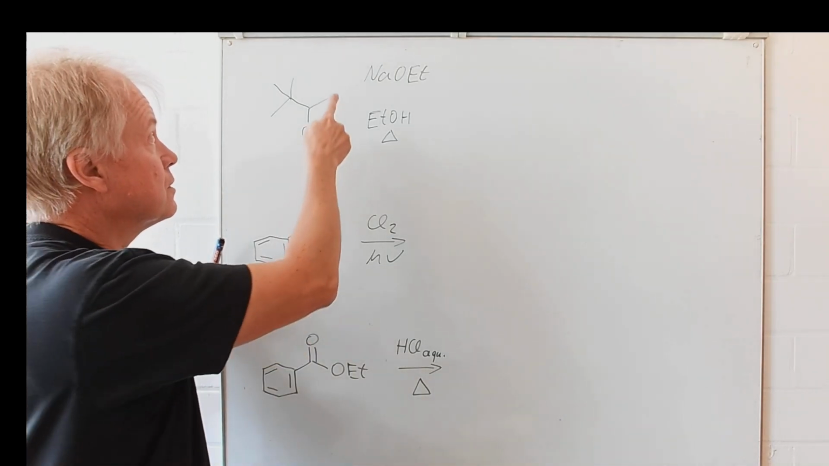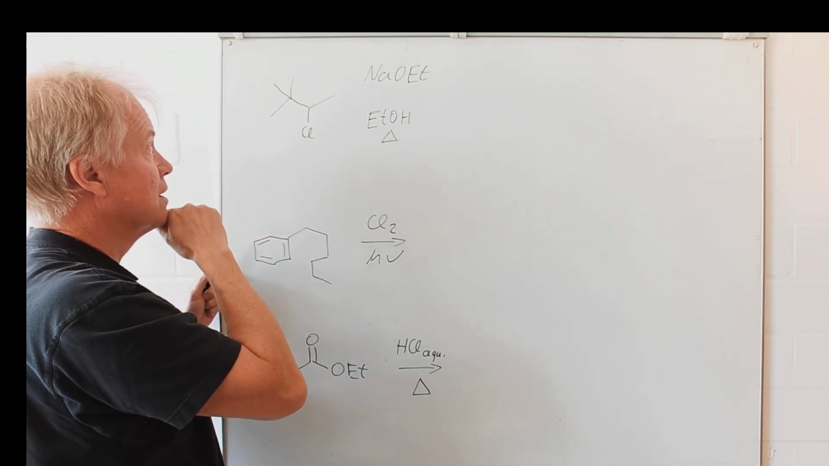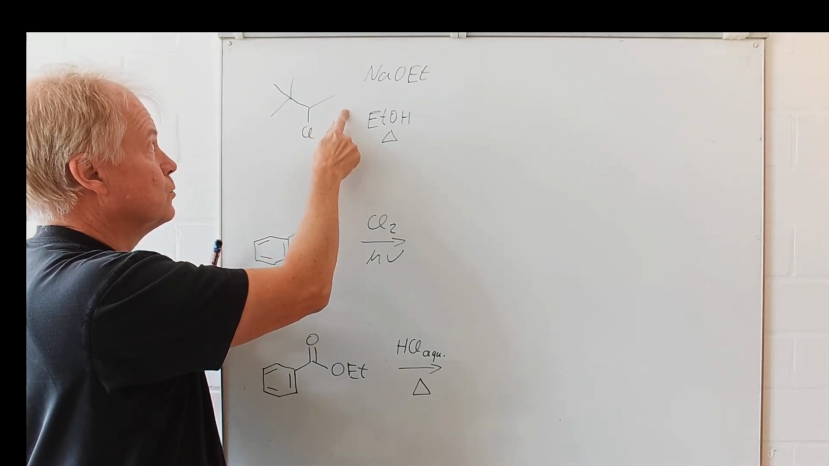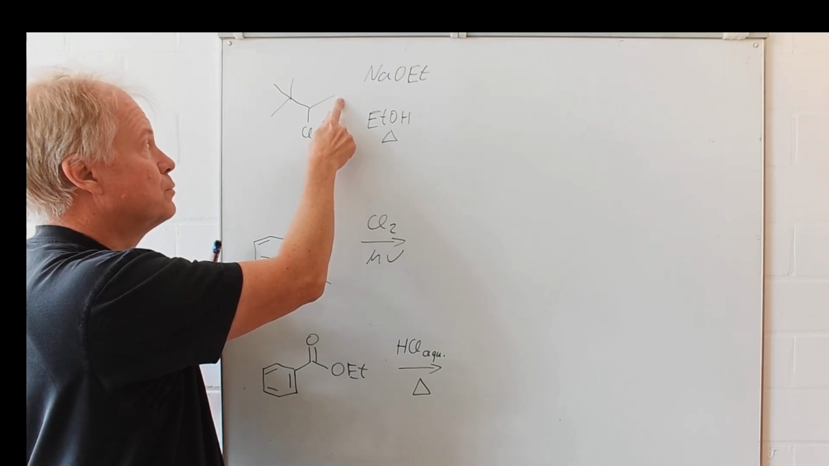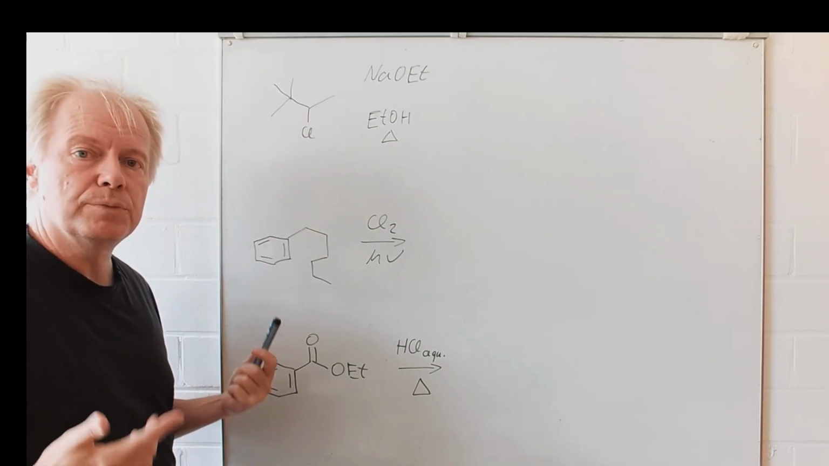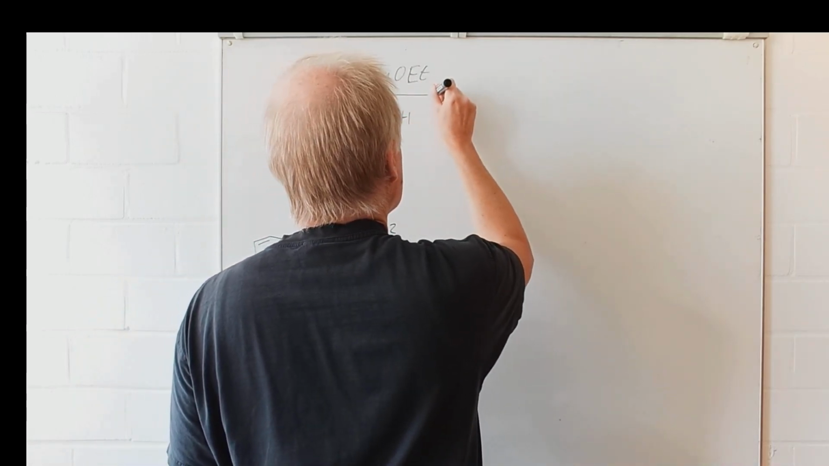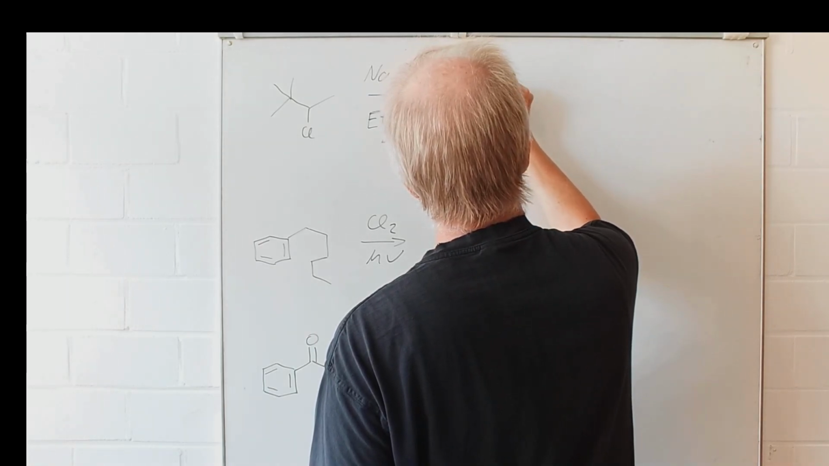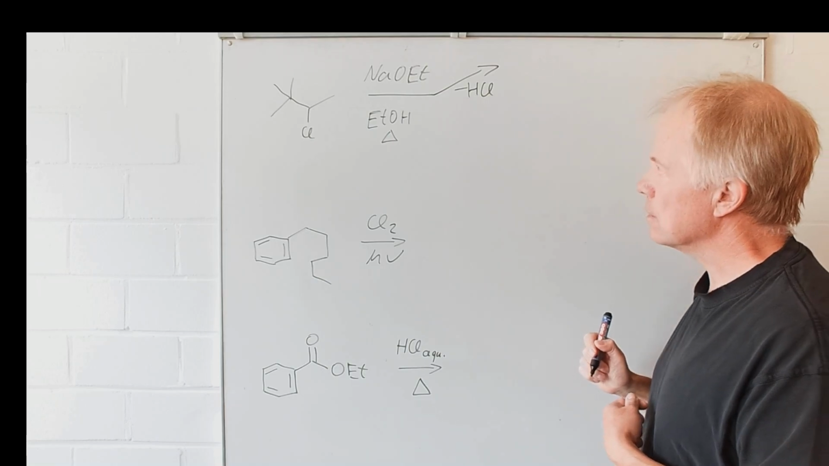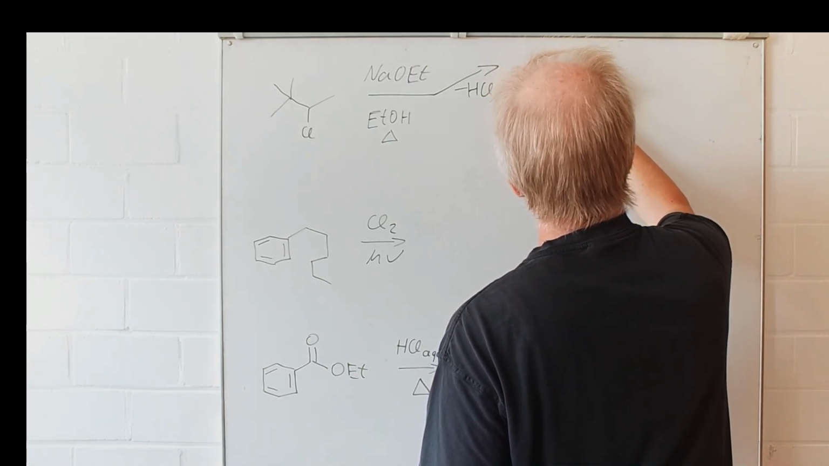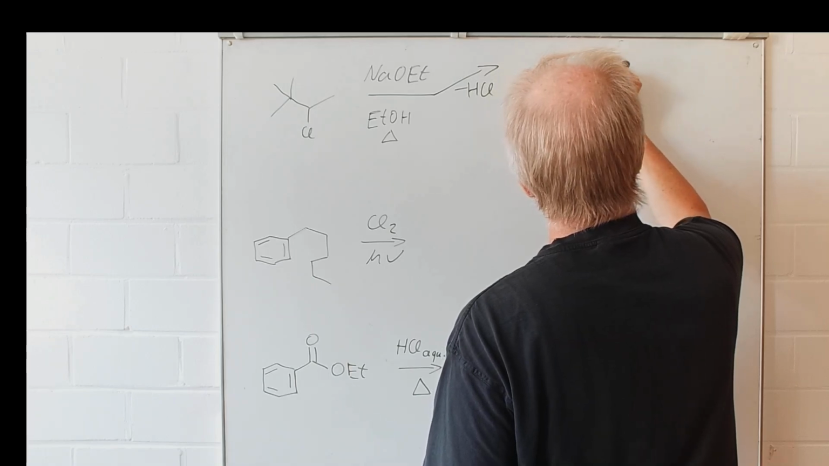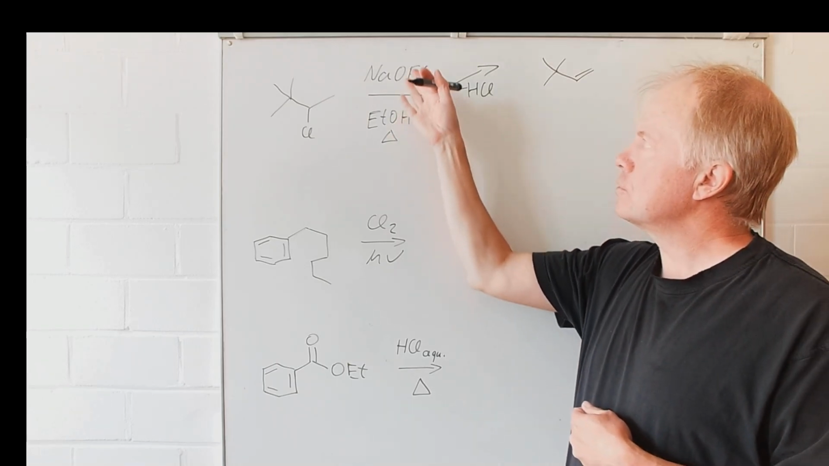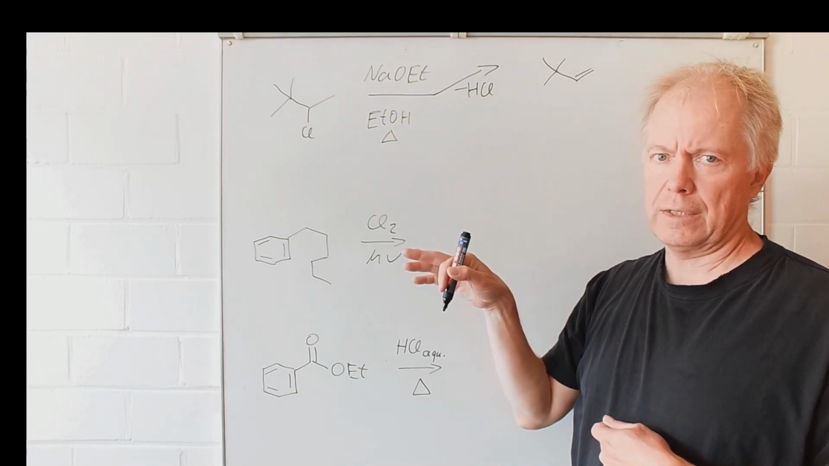Let us imagine it reacts as a base first of all, then here it would be at this methyl group deprotonated and HCl could be eliminated. So, one way to react certainly is to eliminate HCl, and then as a product you would obtain this olefin. How about the reaction as a nucleophile?